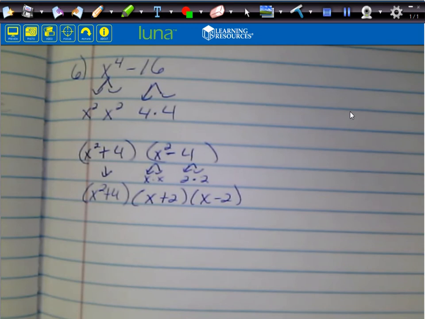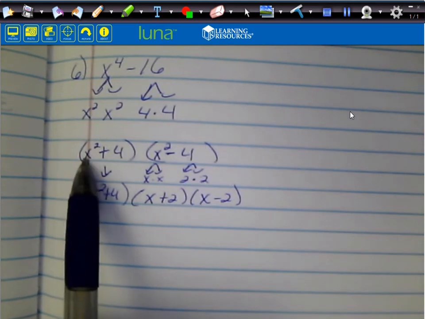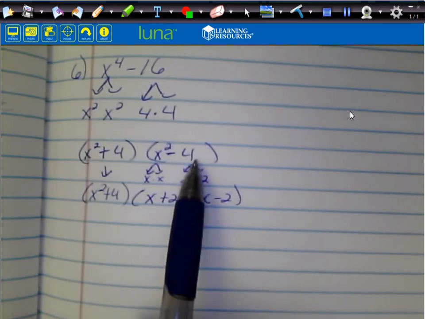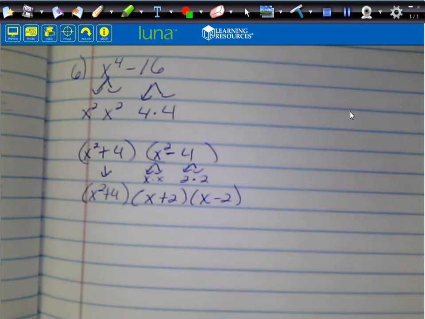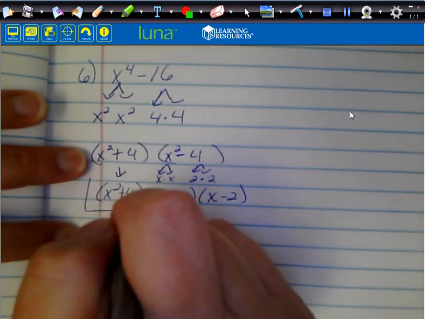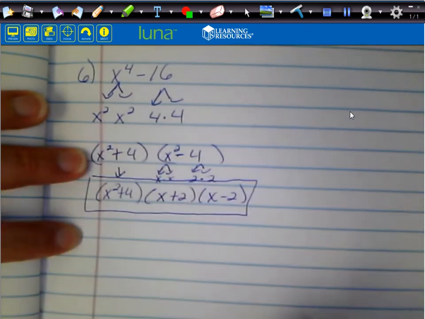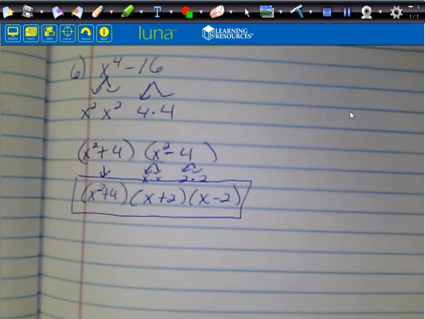So this one got a little bit more complicated. We had to turn around and do the difference of perfect squares 2 times. So the first time I got x squared plus 4 and x squared minus 4, and then I refactored this one into x plus 2 and x minus 2. So this is my final answer, x squared plus 4, x plus 2, x minus 2.